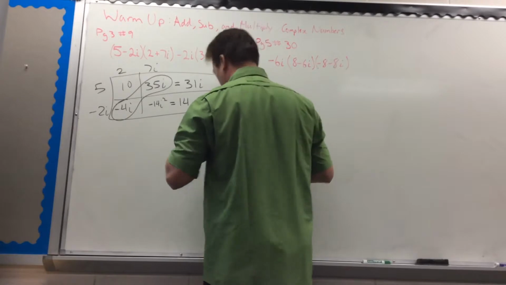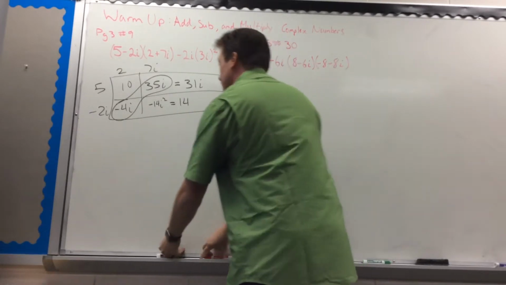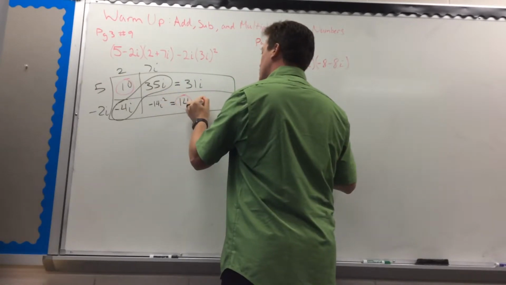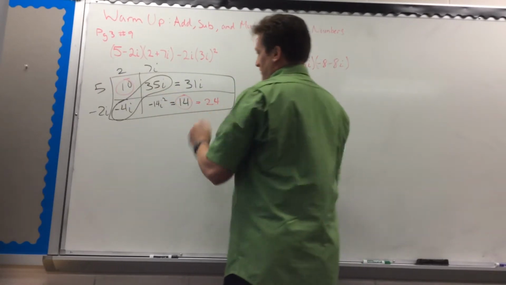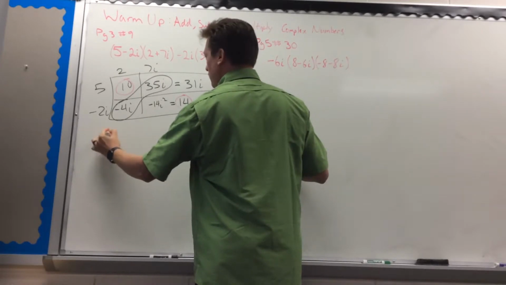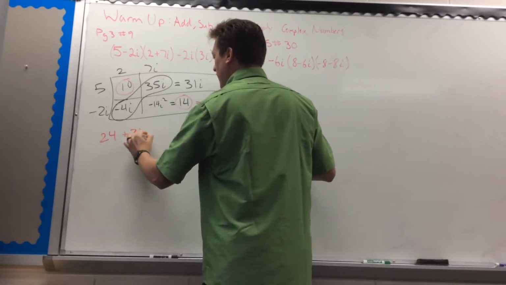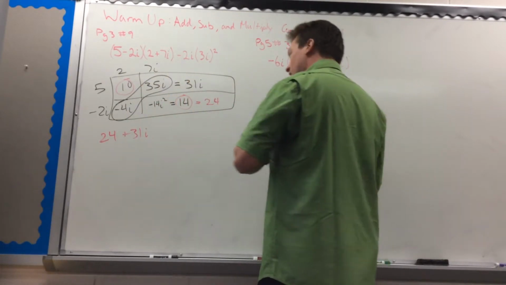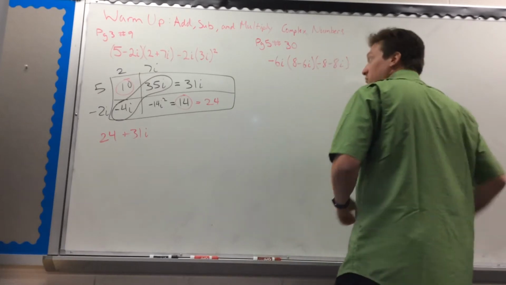And then we're going to combine our like terms here, which is 10 and 14, 24. So I'm going to take that and bring it down. I've got 24 plus 31i. I'm going to need this for later because I still have to take care of this part. So I'm going to do that on the side in purple.